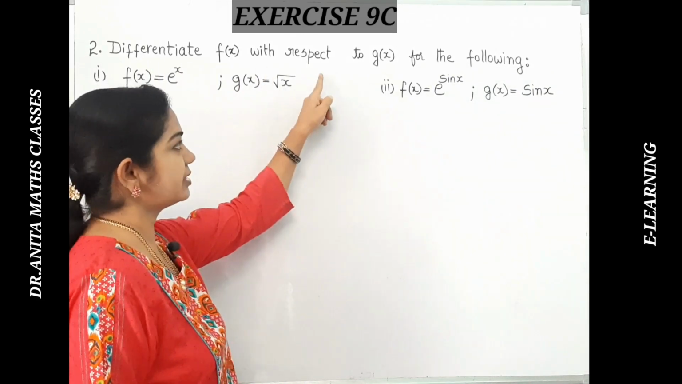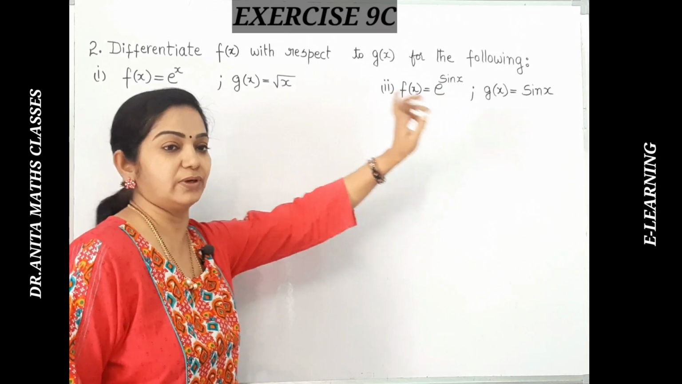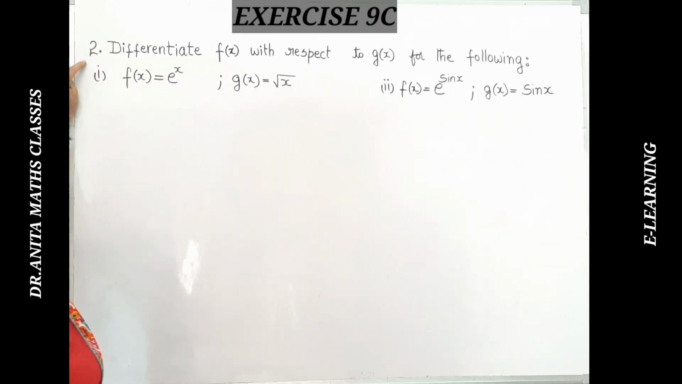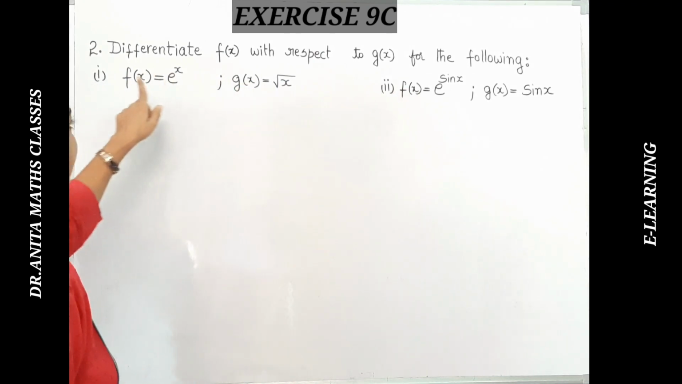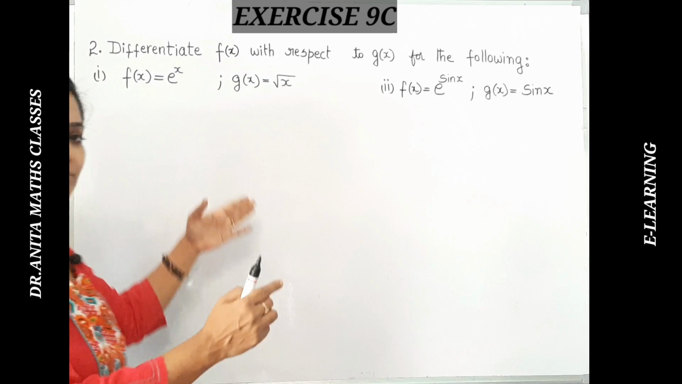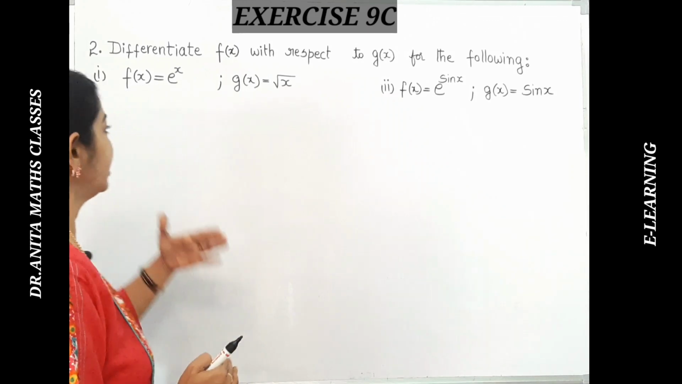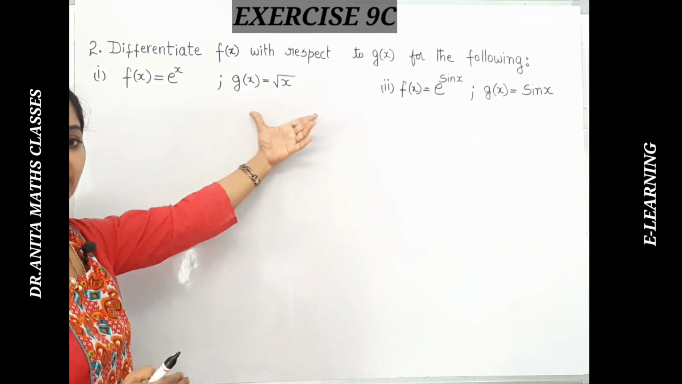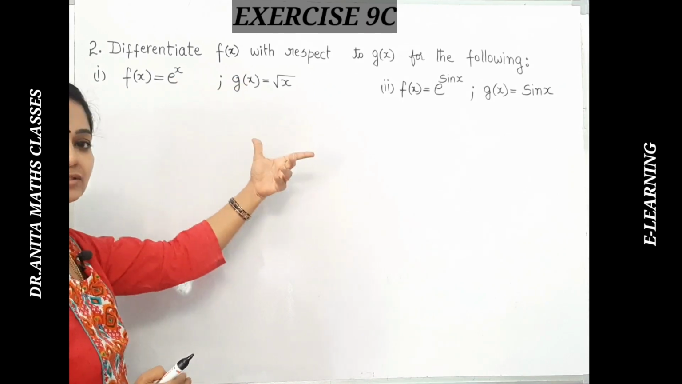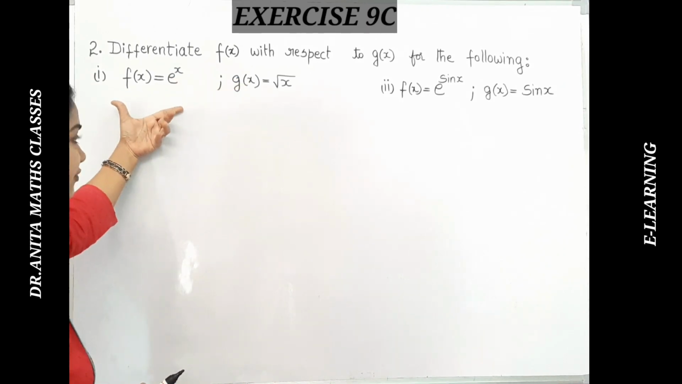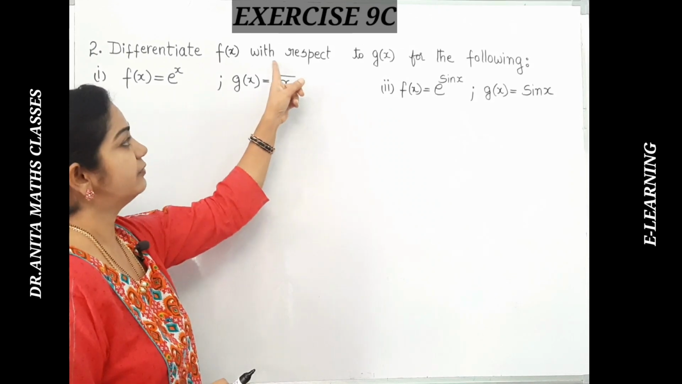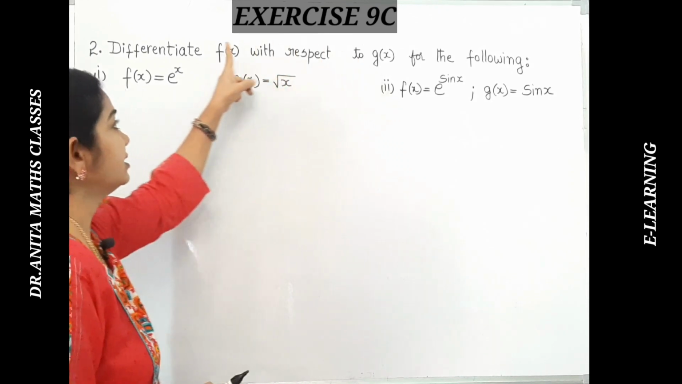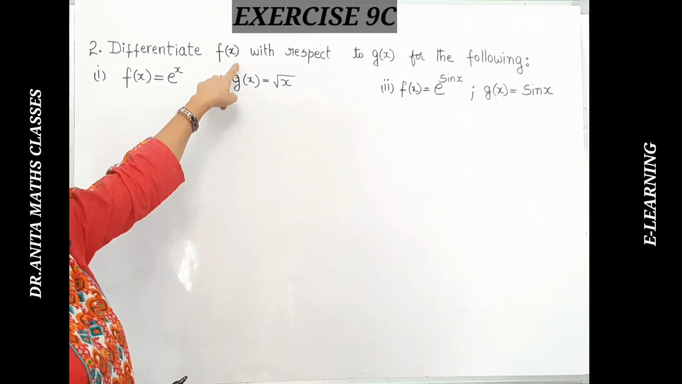Differentiate f of x with respect to g of x for the following. This is the second bit in the 9C exercise. In that, two more bits I had written down here. See here, this is another model of differentiation. Here, two functions are given, and we are asked to find the differentiation of one function with respect to the other function, that is, differentiating f of x with respect to g of x.